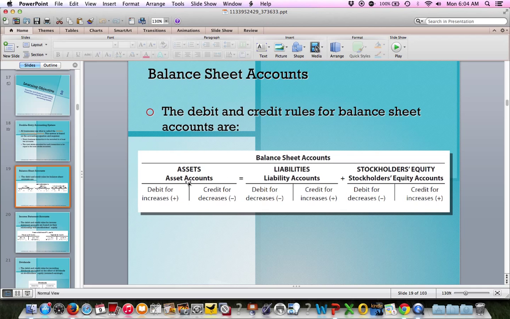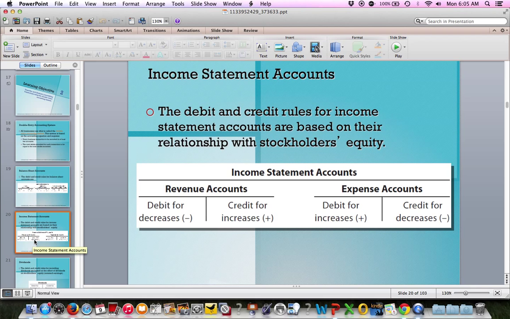So I guess the trick I'm trying to help you learn is, if you can just remember that for assets, debits are pluses and credits are minuses, you can just think automatically it's the opposite for liabilities and equity. Okay, so that might help you just learn that. But that's just one little trick that I've thought of over the years of doing this.